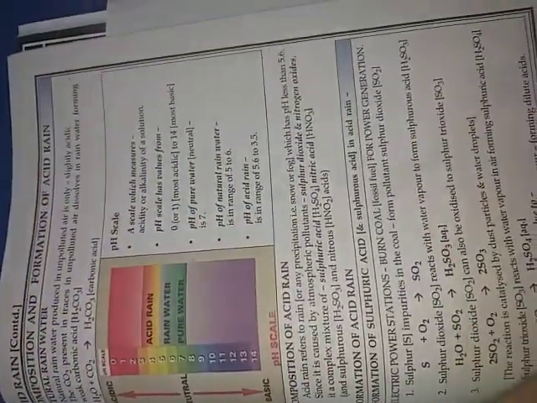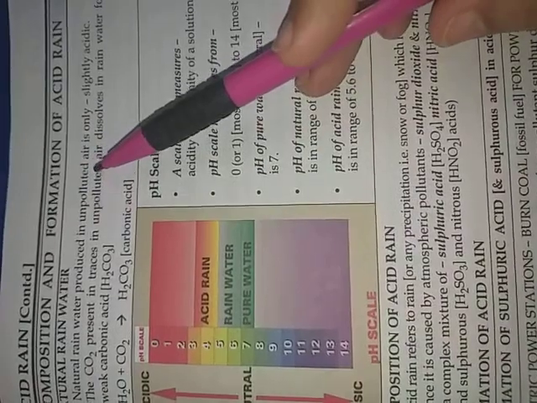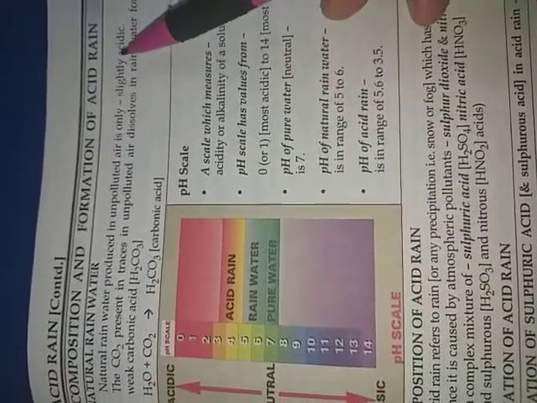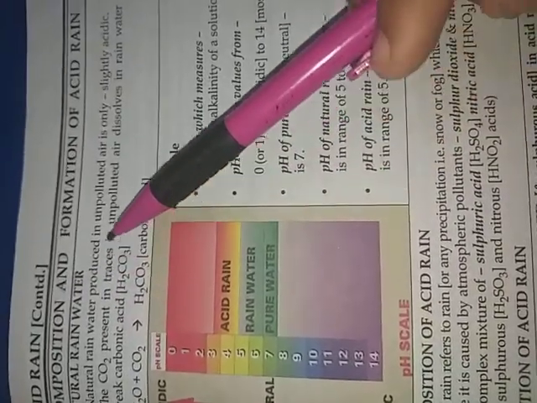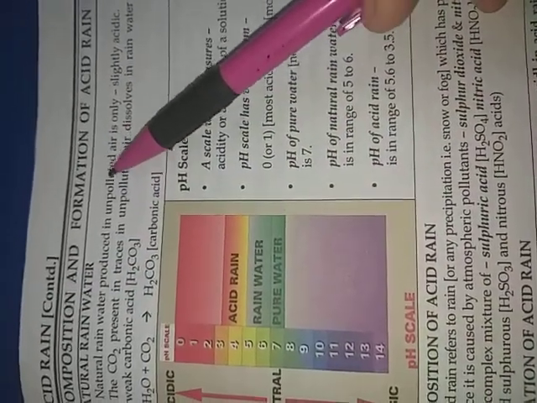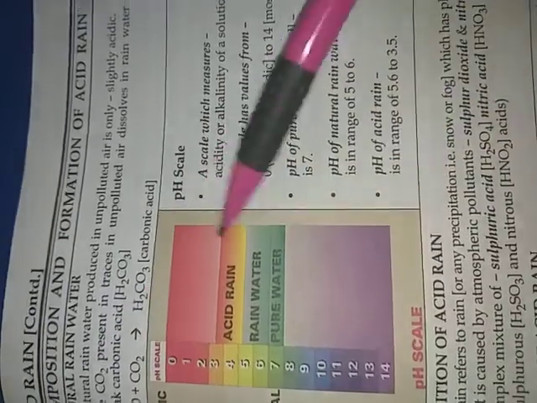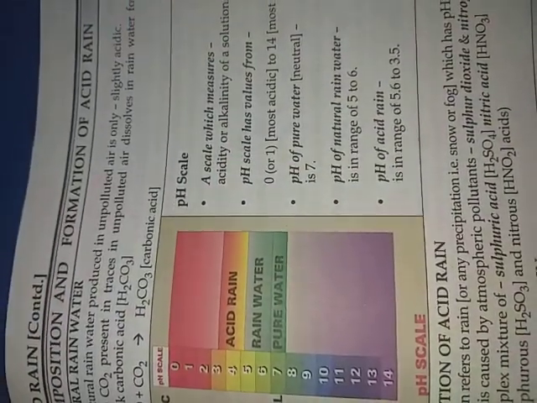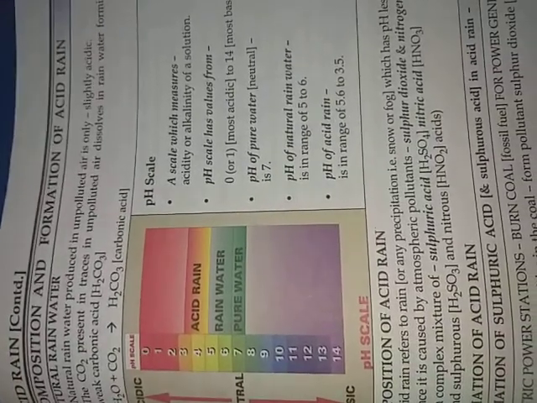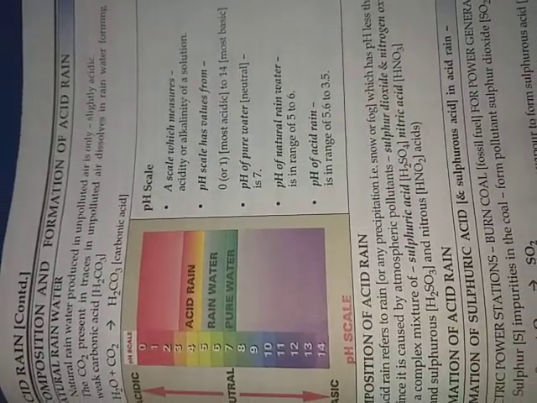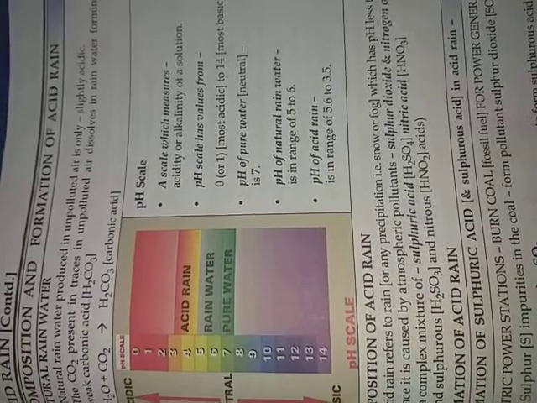Okay. So see, natural rainwater. Natural rainwater, if it is produced in unpolluted air, is only slightly acidic. If the air is not polluted, that natural water will be very slightly acidic. The CO2 present in traces in the unpolluted air dissolves in rainwater, forming weak carbonic acid.